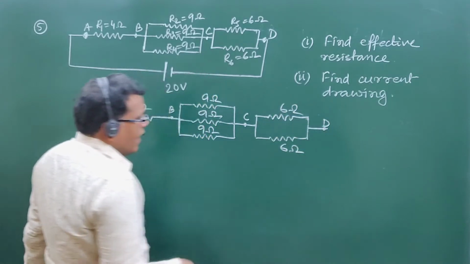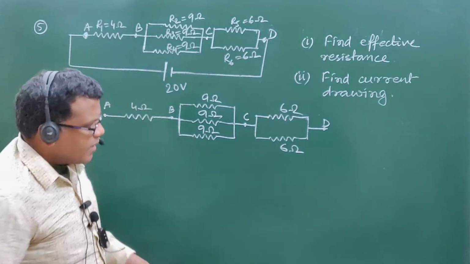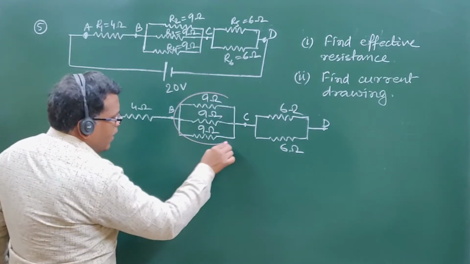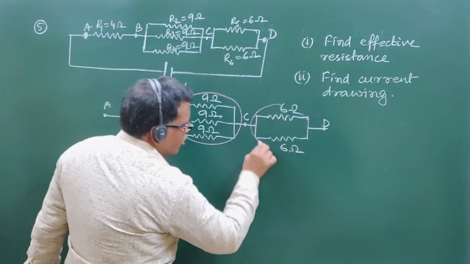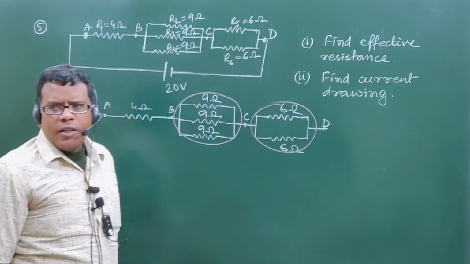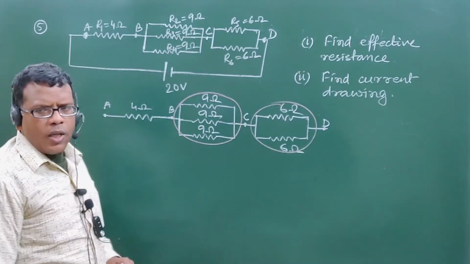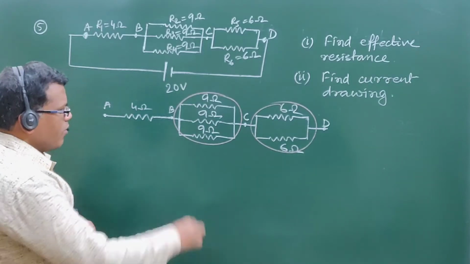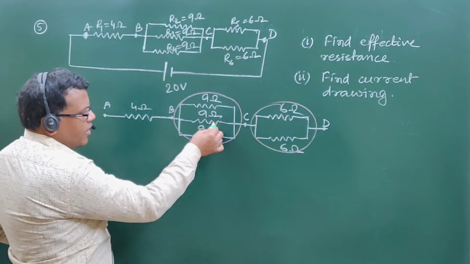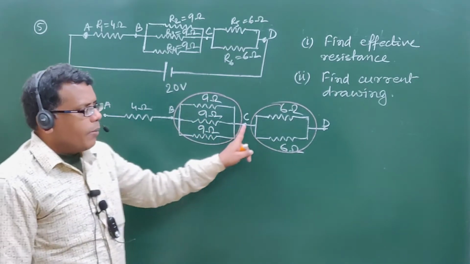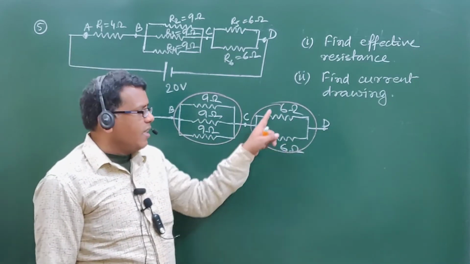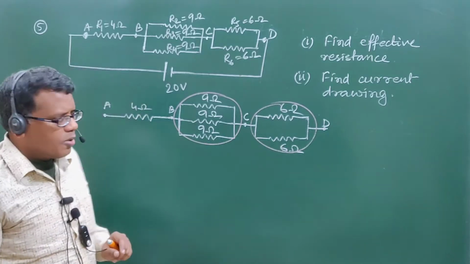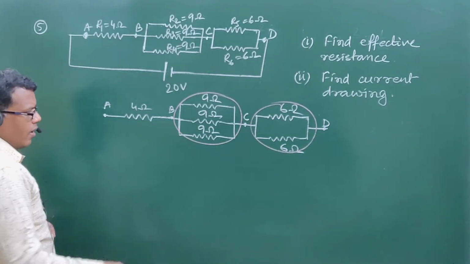So what did I say? I first explained that you should reduce those resistors which are parallelly connected between any two points to a single one. Here we can see between B and C there are three resistors of 9 ohm each. Between C and D there are two resistors of 6 ohm connected in parallel.